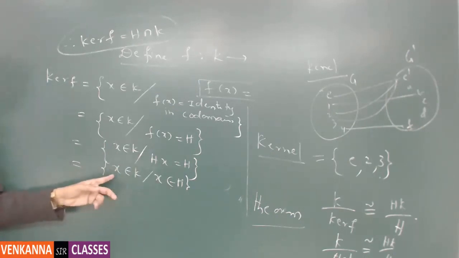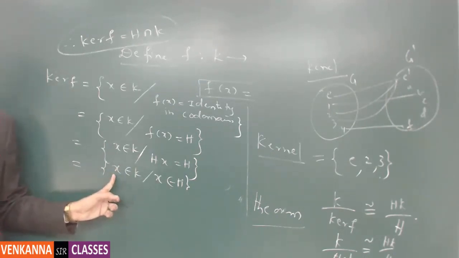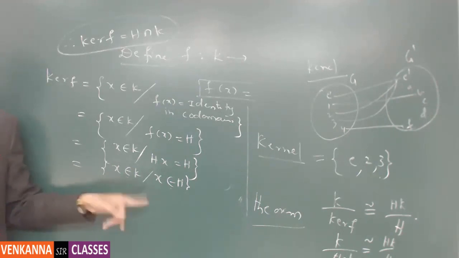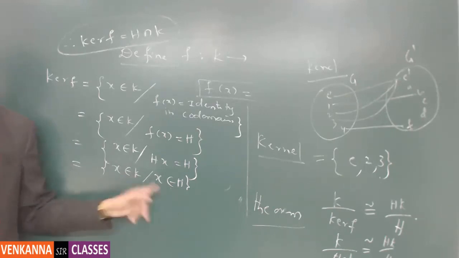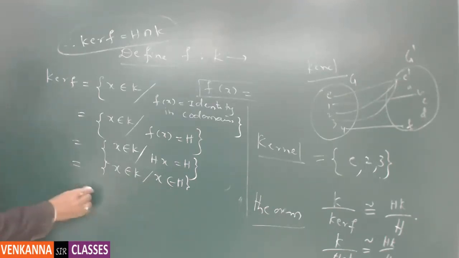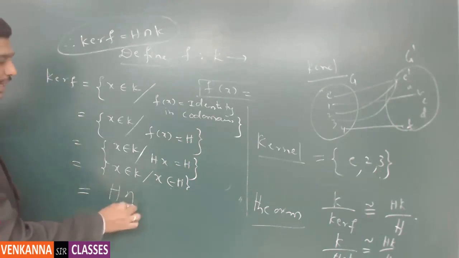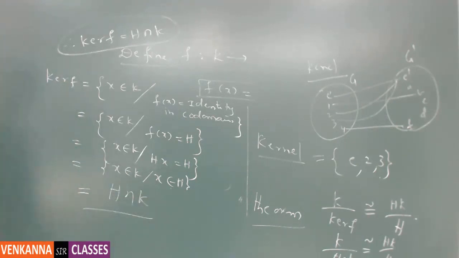Now here, x has two properties. x is an element in K and also it is an element in H. So x belongs to the two sets, H as well as K. So this is nothing but H intersection K, because x is the common part for H as well as K. Therefore, the kernel is nothing but H intersection K. Thus the theorem is proved. Okay, right? Clear for everyone?